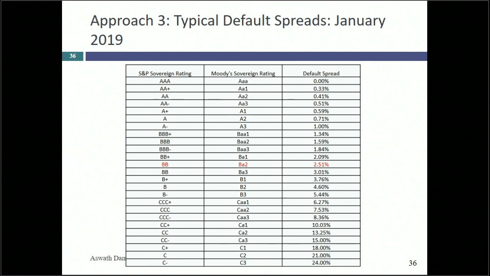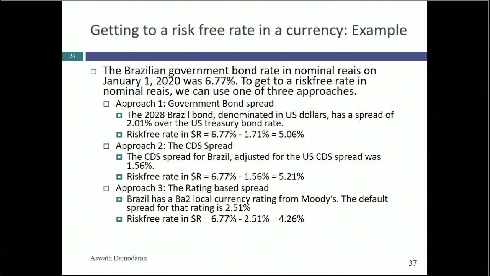1.71, 1.56, 2.51%. Let's say I want to estimate a risk-free rate in Brazilian reais. The Brazilian government bond rate on January 1st, 2020 was 6.77%. That is the 10-year government bond rate. If I use the default spread I got from the dollar-denominated bond, the risk-free rate I get in reais is 5.06%. If I use the spread that I got from the sovereign CDS market adjusted for the US spread, 1.56, the risk-free rate I get is 5.21%. And if I go with the spread based on the rating of 2.51%, I get a risk-free rate of 4.26%.